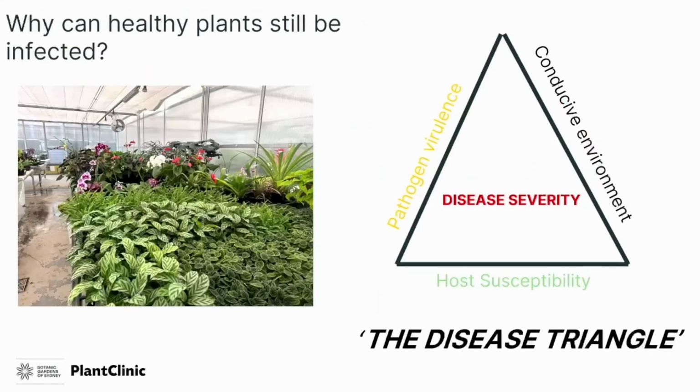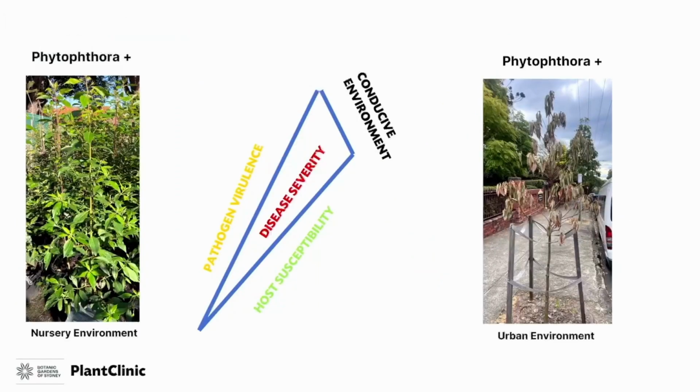This is sort of Plant Path 101, the disease triangle, but we always get this question in nurseries: our plants look really healthy, so therefore they can't have Phytophthora, and if they do have Phytophthora, why does it even matter? The disease triangle just says that in order to get disease, you have to have a virulent pathogen, a susceptible host, and a conducive environment. It's obviously a massive oversimplification, but it's quite helpful to understand the disease and manage it.